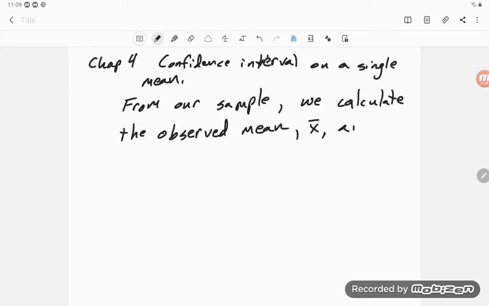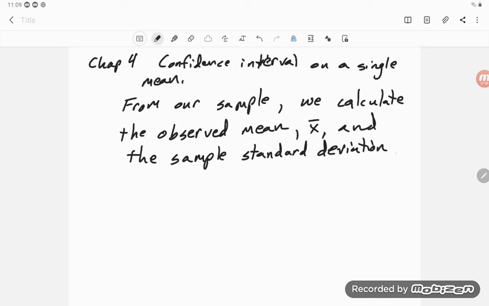And the sample standard deviation, S. All right, so we have some data. It's numerical data. We can take its average and we can find its standard deviation.